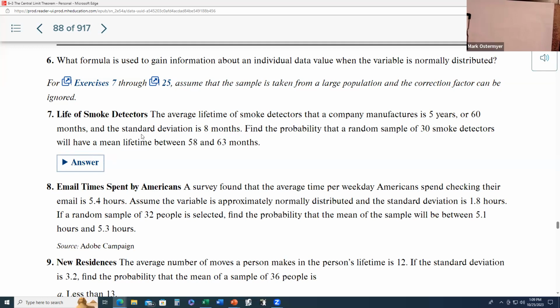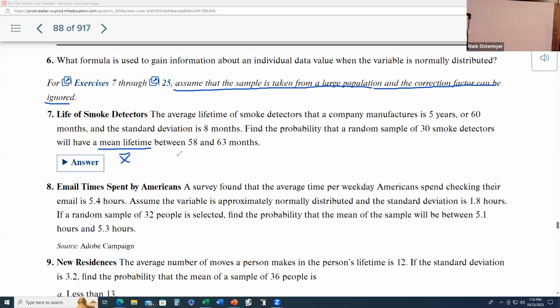Or 60 months, and the standard deviation of lifetime is 8 months. Find the probability that a random sample of size 30 smoke detectors will have a mean lifetime between 58 and 63 months. So mean lifetime means x bar, the mean of the sample. We are going to assume that the sample is taken from a large population, and so we do not have to use the finite correction factor. It can be ignored.